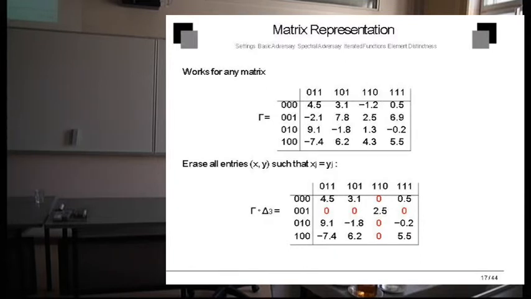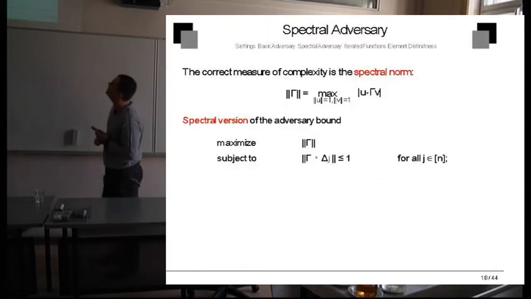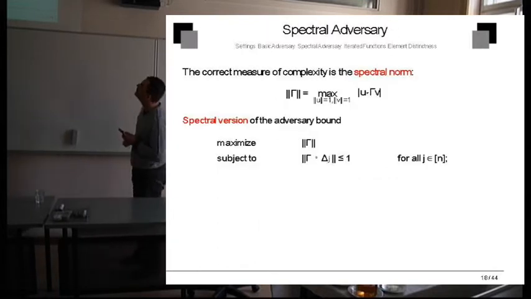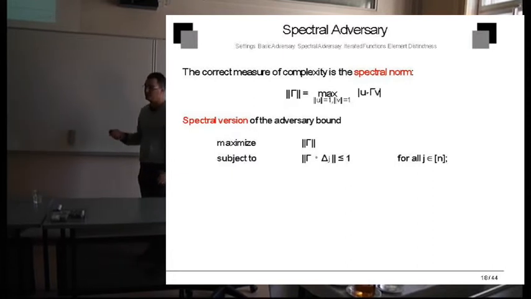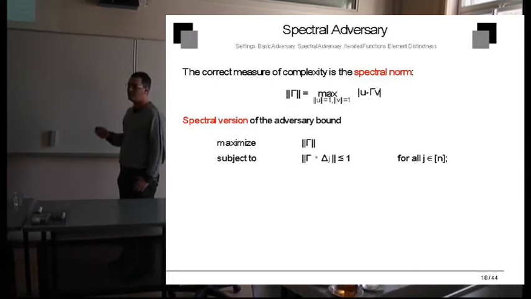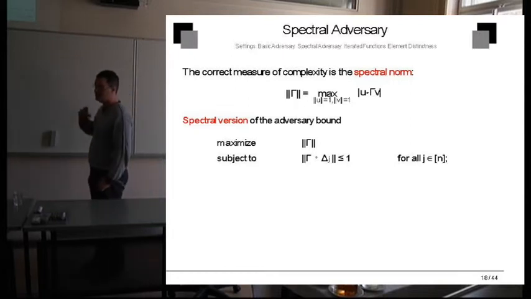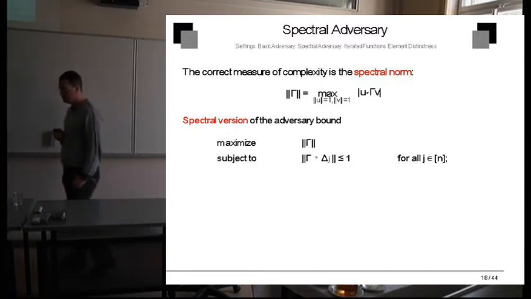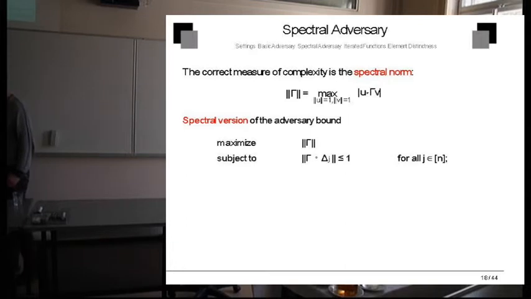Okay, what do I do next? It turns out that the correct measure of this matrix is the spectral norm. So recall that the spectral norm of a matrix is given as the maximum of this expression. So the spectral norm is also equal to the maximum singular value, or it is the largest possible norm of an image of a vector having a unit norm. So it's quite a well-known concept in mathematics.